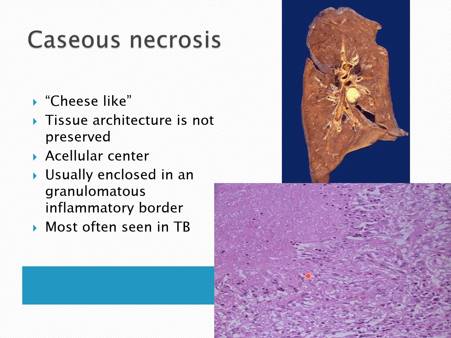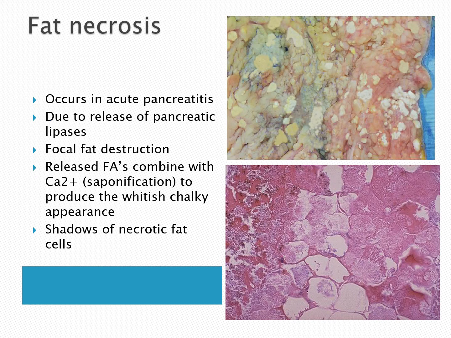Most often, this type of necrosis is seen associated with tuberculosis. It is an important clue: when we see caseous necrosis, the first thing that we think about is tuberculosis. Then we have fat necrosis.